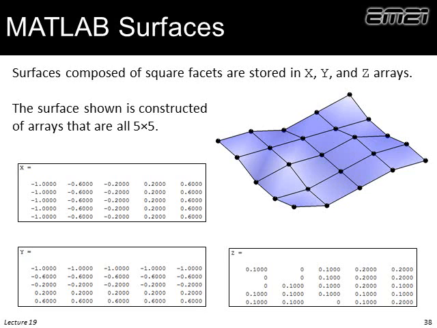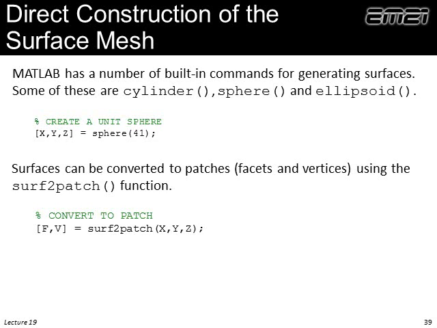MATLAB has some neat commands for generating these types of surfaces. There's a cylinder command, there's a sphere command, and probably some others that I'm forgetting about. So let's generate a triangular surface mesh for a sphere. First, we use the built-in MATLAB command sphere. It will create x, y, and z arrays that are 41 by 41 points, distributing all those points around the sphere. If we were to hand these to the command surf, we would see a sphere. Well, remember this has square faces.